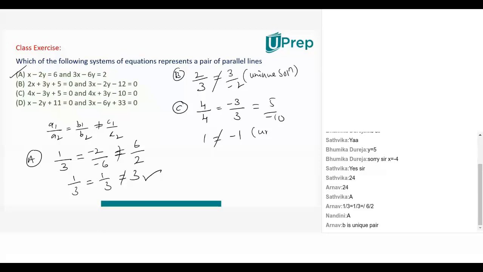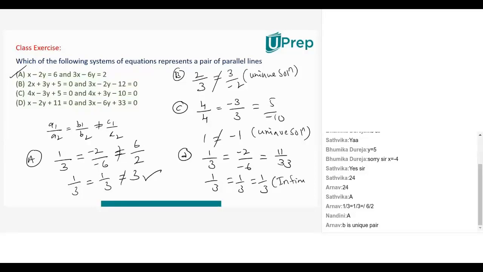Apply A1 by A2, that is 1 by 3. B1 by B2, -2 by -6. C1 by C2, 11 by 33. 1 by 3, 2 by 6 is nothing but 1 by 3. 11 by 33 is nothing but 1 by 3. So all of them are equal now. Yes. So they have infinite, unlimited solutions. Infinitely many solutions.